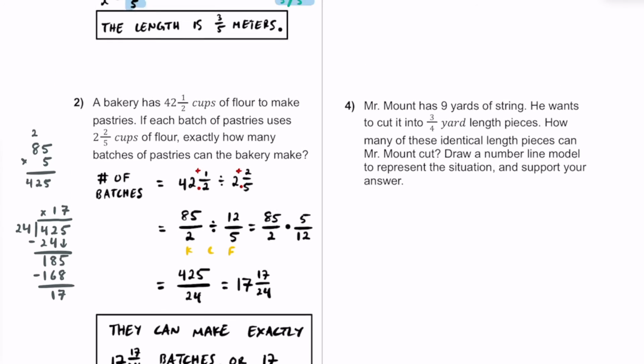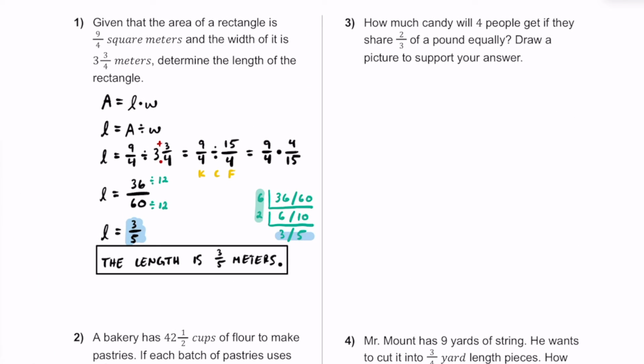Let's take a look at number 3. For number 3, it says how much candy will 4 people get if they share 2/3 of a pound equally? Draw a picture to support your answer. Well, let's see here. So what each person gets, let's go ahead and write that out. So what each person is going to get is going to be, they're going to take this 2/3 pounds of candy, and they're going to go ahead and share it between 4 people. So we're going to go ahead and divide that by 4.